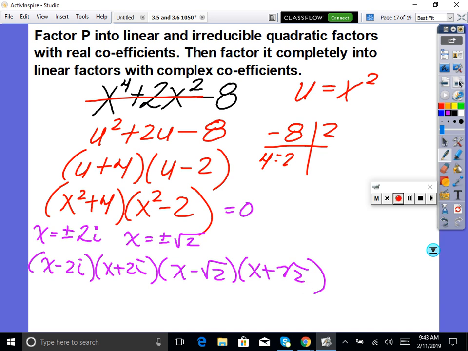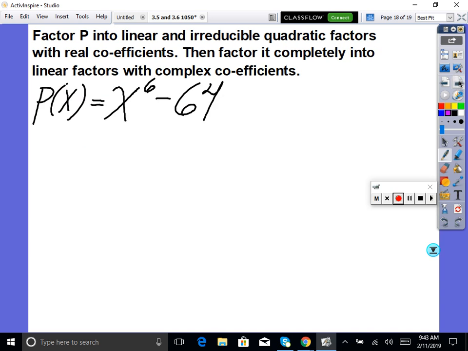So this is my last example of the day, right here. Same instructions, different problem. I just think that a lot of you would probably freeze right here. It's good to remember this one. Maybe write this one down for yourself. So we're going to factor it to quadratic factors, and then we'll factor it completely. So you're going to have to recognize that this is a u substitution problem, just like the last one, but a little different u substitution.